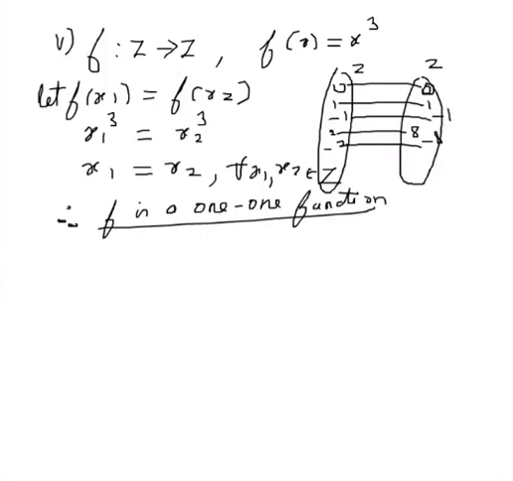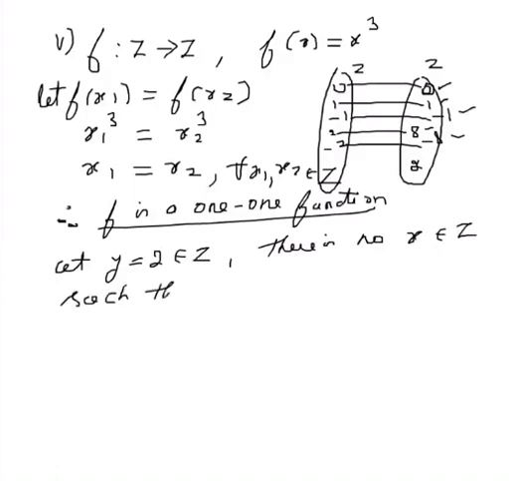Now on to onto. See the answers. They are perfect cube numbers. For example, if I take 2, there is no pre-image for that. So let us write y is equal to 2 belonging to the codomain Z. So there is no x belonging to Z such that x cube is equal to 2. Therefore, f is not onto.